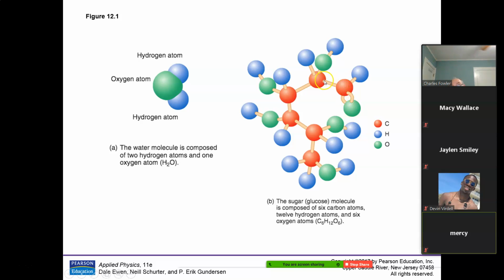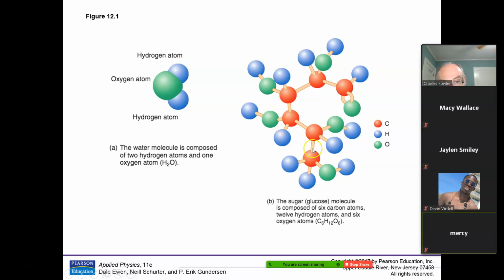Carbon has 4, paired with this, paired with that. So they share 2 pairs here. That's what gives it a double bond. Hydrogen, only 1 unpaired electron, so it only connects in 1 pair. 1 pair, 1 pair, 1 pair. So the hydrogen always only has 1 link, either to a carbon or to an oxygen. Okay.